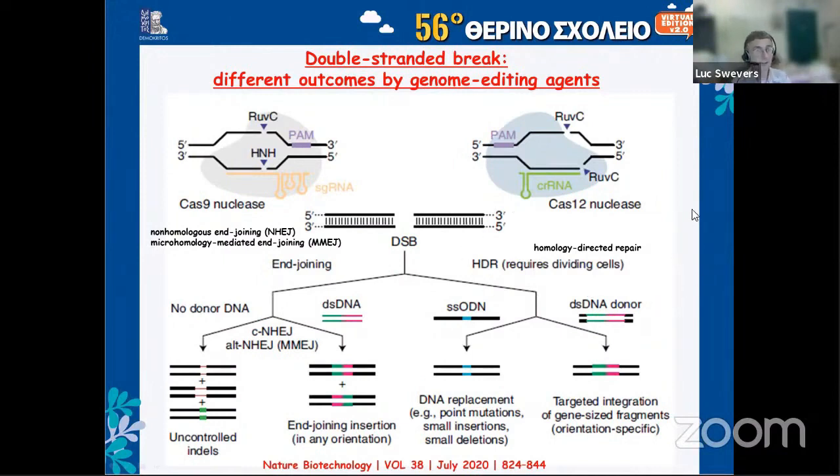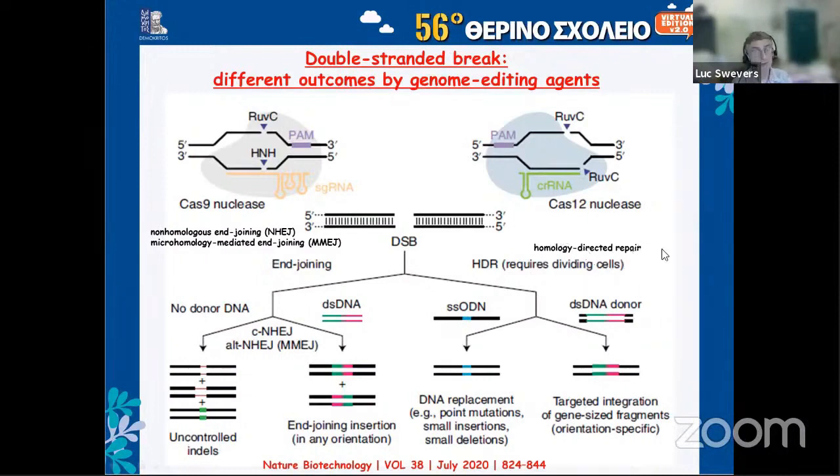Another repair pathway is homology-directed repair. In that case, you provide templates which can then replace the target. And this can be either single-stranded oligodeoxynucleotides or double-stranded DNA donors.